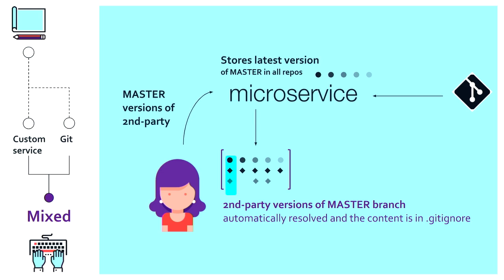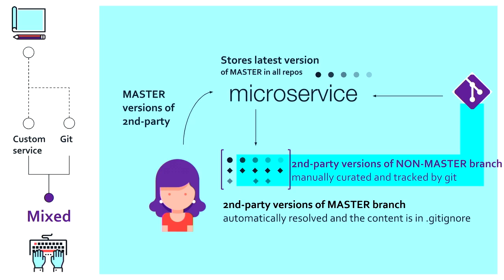A good use case for working on master is CI. So basically, on CI, we resolve the versions each time from the microservice. We just get a response with the Starlark file. Yes, I wasn't sure I was going to say Starlark. Definitely a mouthful. So that's automatically resolved, and the content is in Git ignore. And the non-master branches are tracked in Git.